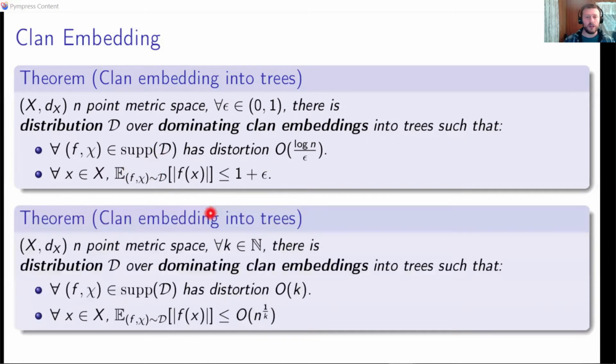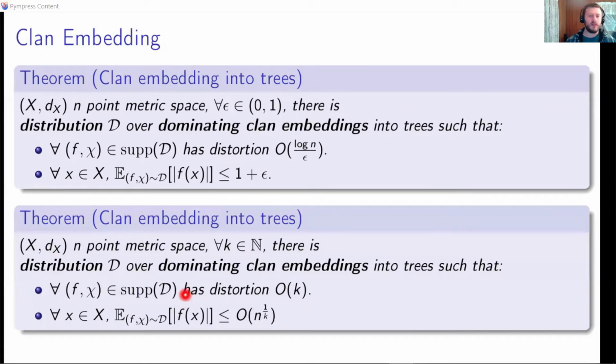And there's also a version if you want to get small distortion. Specifically, for every metric space X and n points, and for every parameter K, which is the distortion parameter, there is a distribution D over dominating clan embeddings into trees, such that you have a worst case distortion guarantee of K, and the expected size of the clan of each vertex is bounded by n to the 1 over K. So obviously the clan here is much larger, and you don't expect to have only a single copy.